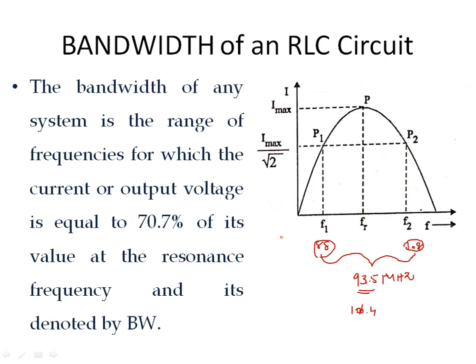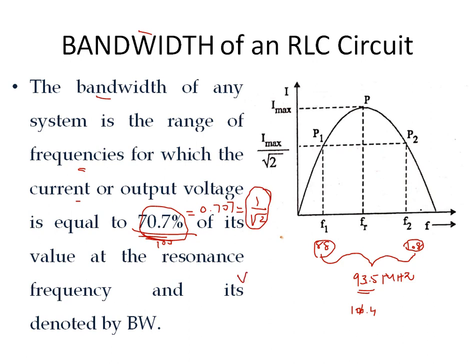So bandwidth is nothing but a limit. The resonant frequency exists between these two limits, F1 as well as F2. Okay, so now read this. The bandwidth of any system is the range of frequencies for which the current or output voltage is equal to 70.7%. What do you mean by 70.7%? It is equal to 0.707, that is, divided by 100, which means 0.707. 0.707 is nothing but 1 by root 2. How does 1 by root 2 come?